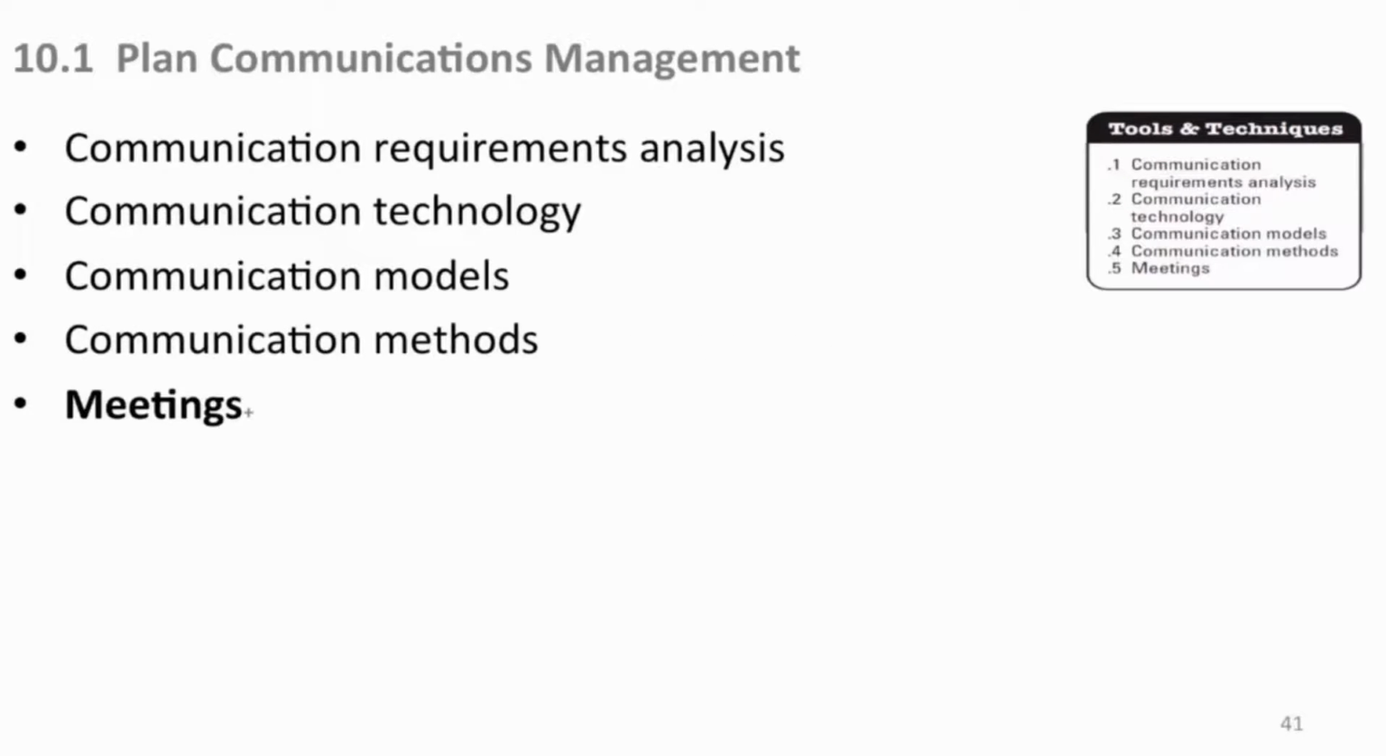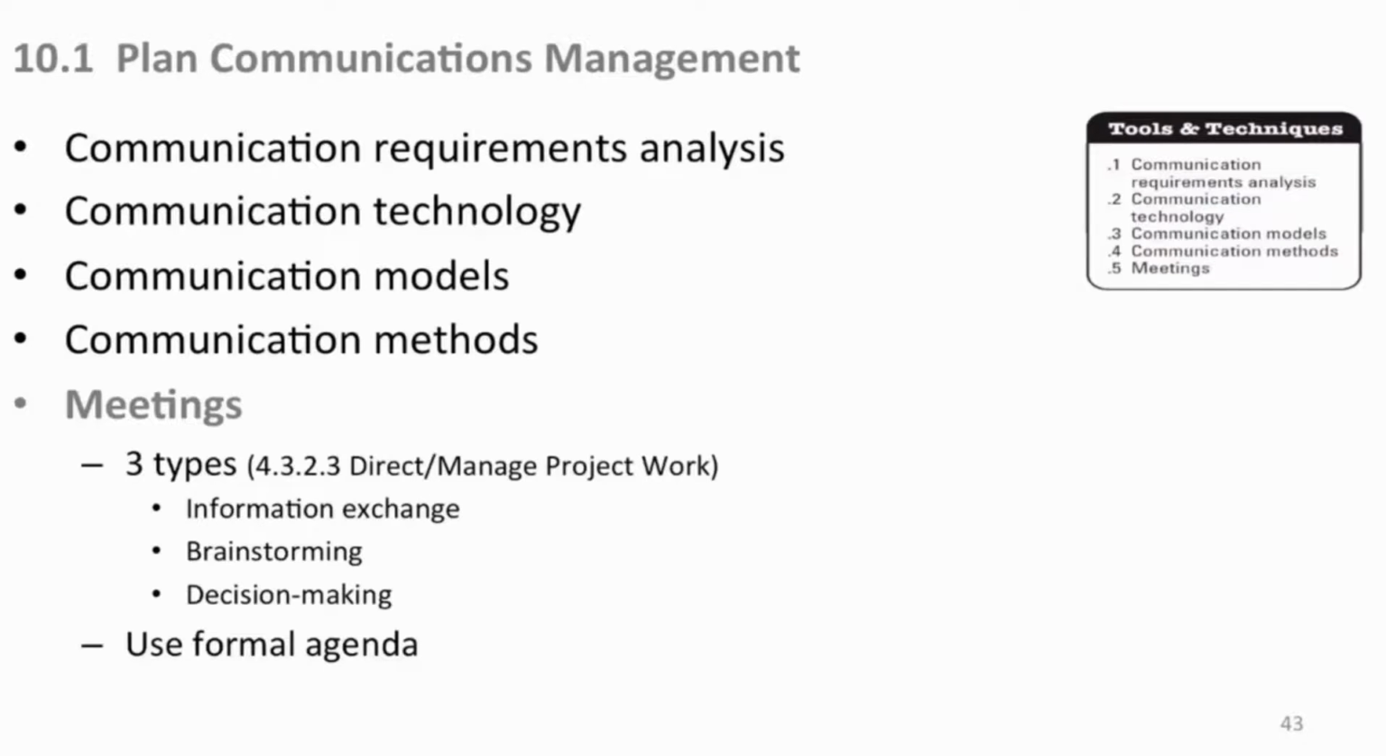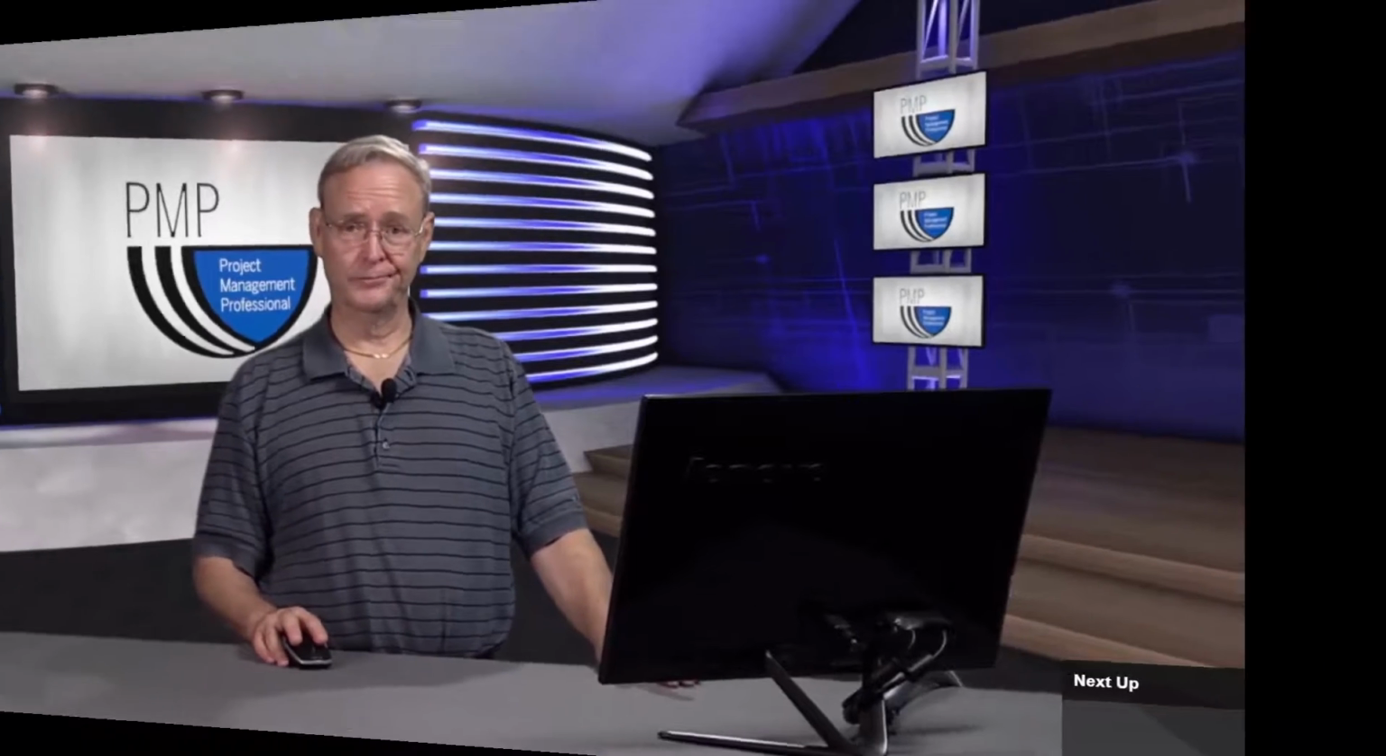And finally, tools, you have meetings. There are 3 types of meetings: information exchange, brainstorming, and decision-making. So how are you going to communicate? What methods are you going to use? You want to have information exchange meetings, just do it right there. You can brainstorm information, you can make decisions, and you need a formal agenda when you have meetings like this, and normally you do this when you execute the work. So we're going to talk about the outputs shortly, so we'll be back in a second.